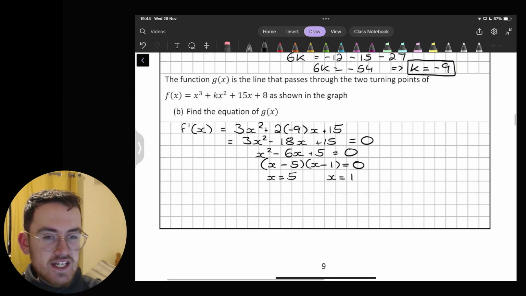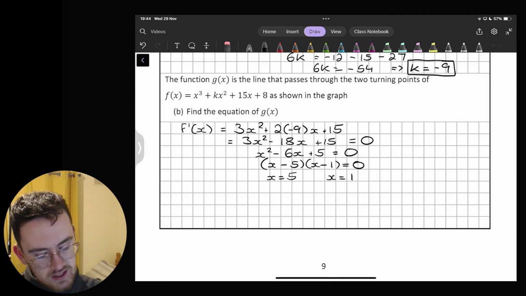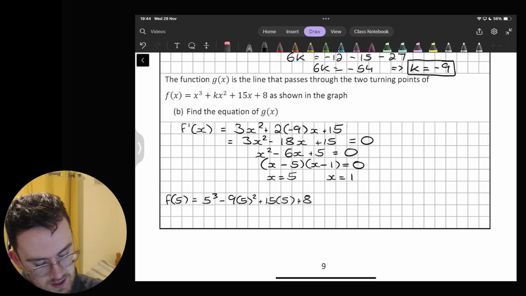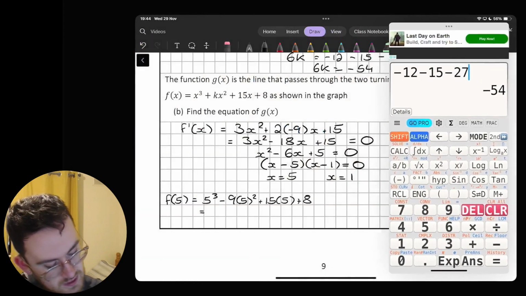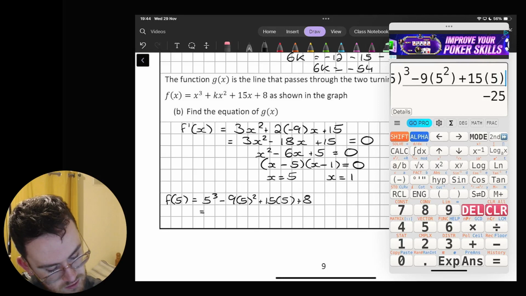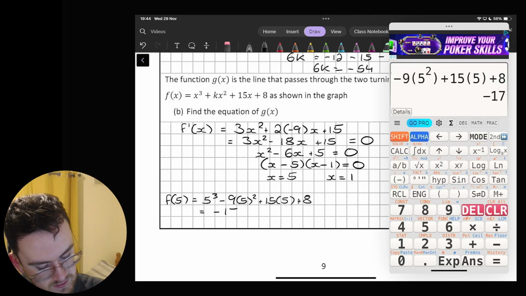Let's evaluate each of those points to get the corresponding y values. So let's start by doing f of 5. That's going to be 5 cubed minus 9 times 5 squared plus 15 times 5 plus 8. Let's evaluate that one here. 5 cubed minus 9 by 5 squared plus 15 by 5 plus 8 gives me an answer of minus 17. So I get the point 5, minus 17.